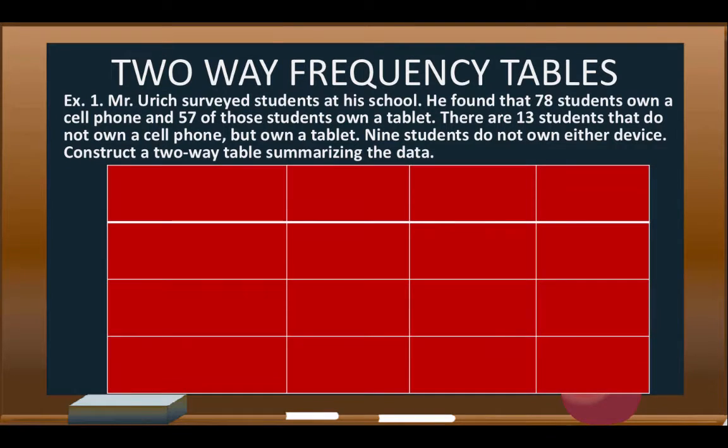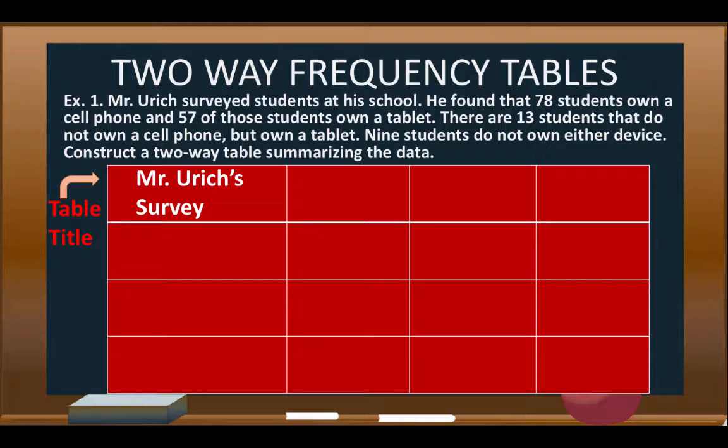So we're going to start with a table here. The top left corner is always going to be the title of the table. So for this, I decided to go ahead and name it Mr. Urich's survey. And that tells me that this is talking about the survey that Mr. Urich sent out, and it's the information that's taken from it. You could also title it something like technology survey or cell phones and tablets or something similar to that. Whatever works and makes sense for you.